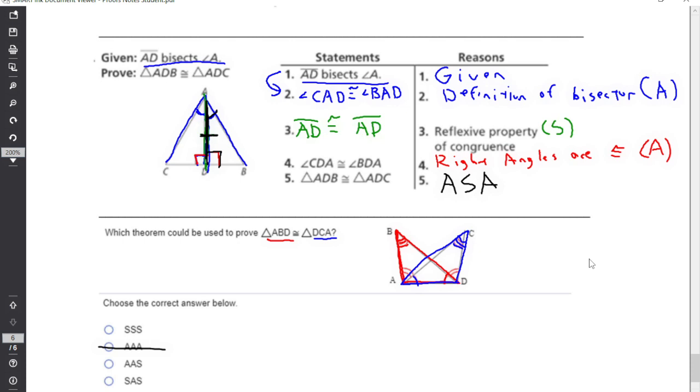And the key thing here that you'll notice if I trace out those triangles is when I traced out those triangles, those red and blue overlapped. They had a side in common. Which side was that? It was AD. So AD is congruent to itself. And once again, we have reflexive property.